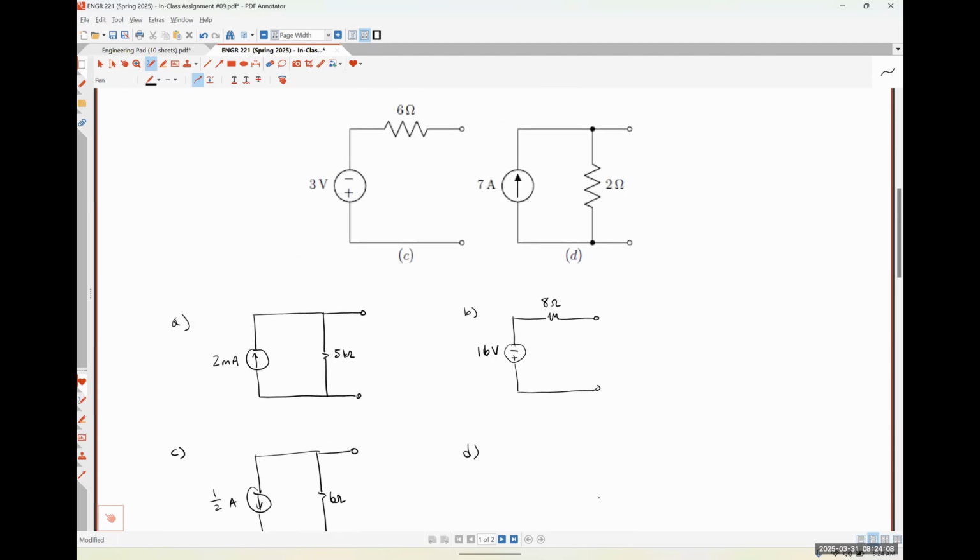Lastly, what's going on with D here? So when I transform D, what am I going to get? 14 volts, positive polarity on top, in series with a 2 ohm resistor.